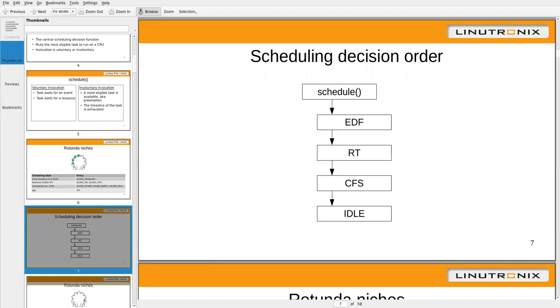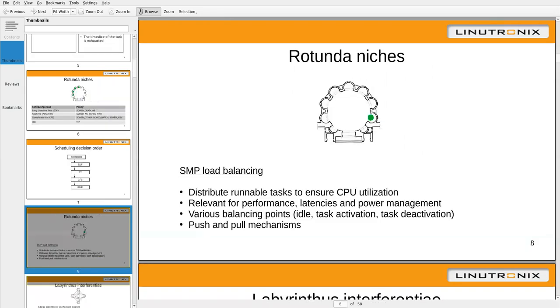I was hoping for that to be true, but that's not true. So we have something else in the scheduler which is important. It's SMP load balancing. It distributes runnable tasks around CPUs so that it ensures CPU utilization, so that we really can use the full SMP system, which is relevant for performance, for latencies, and for power management.